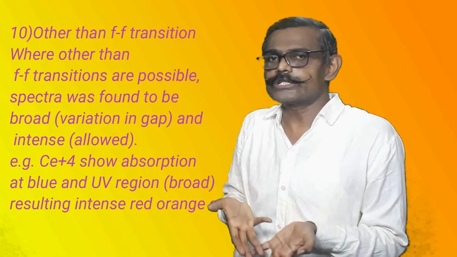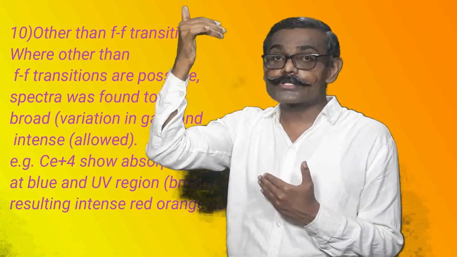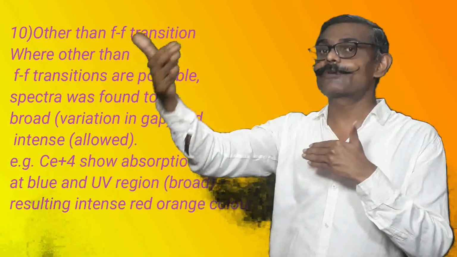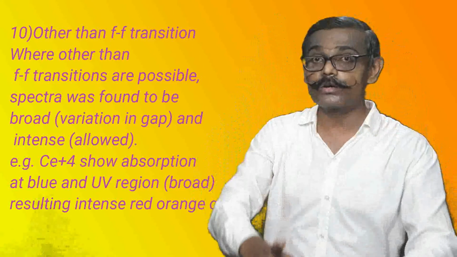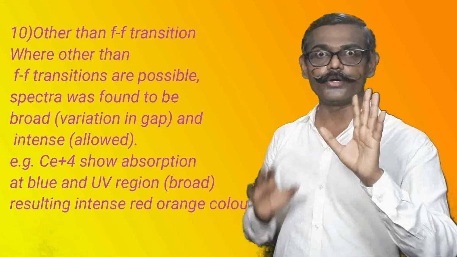Example, cerium plus 4. Cerium plus 4 actually has no unpaired electron, but it can take an electron from the ligand, from the surroundings, and charge can be transferred from ligand to metal. It is called a charge transfer transition, and these are allowed transitions. It is intense. So the color of cerium plus 4 is red yellow; an intense color is there. Likewise, we can explain the colors and spectra of lanthanoids. Is it clear? Now, in the next part, we will discuss another property of lanthanoids, that is complex formation.